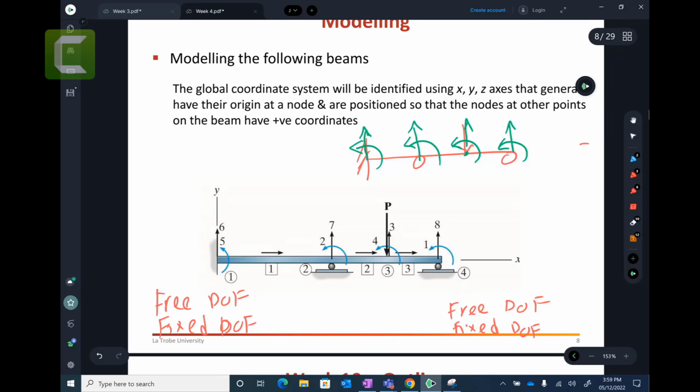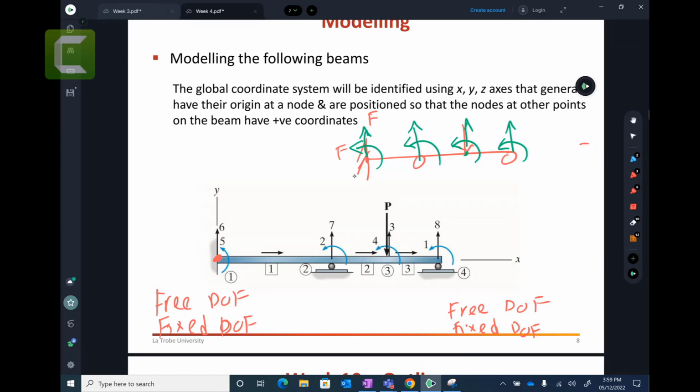How many total degrees of freedom are here? Each point has 2, so 1, 2, 3, 4, 5, 6, 7, 8, a total of 8 degrees of freedom. Out of 8, we need to identify which are free and which are fixed. How do we recognize that? When you look at the supports here, they have fixed degrees of freedom. This one is fixed because this point cannot rotate and cannot go up. So this one is fixed, this one is fixed. You with me, right?